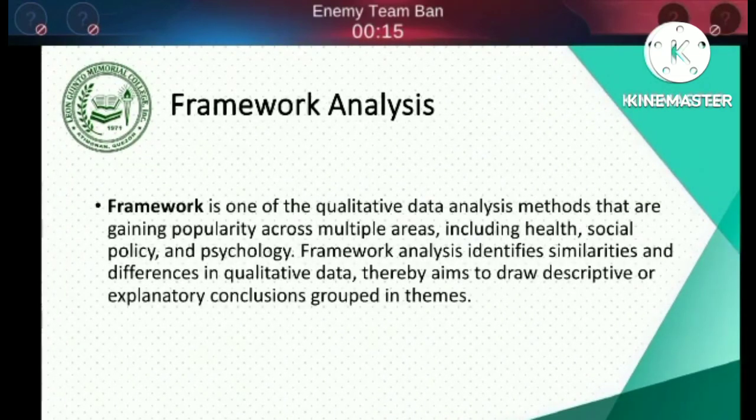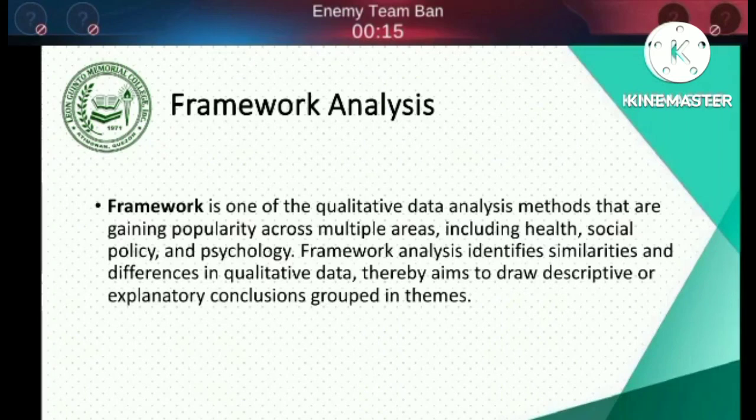And the last is framework analysis. Framework analysis is one of the qualitative data analysis methods that is gaining popularity across multiple areas, including health, social policy, and psychology. A framework analysis identifies similarities and differences in qualitative data, thereby aiming to draw descriptive or explanatory conclusions clustered around themes.